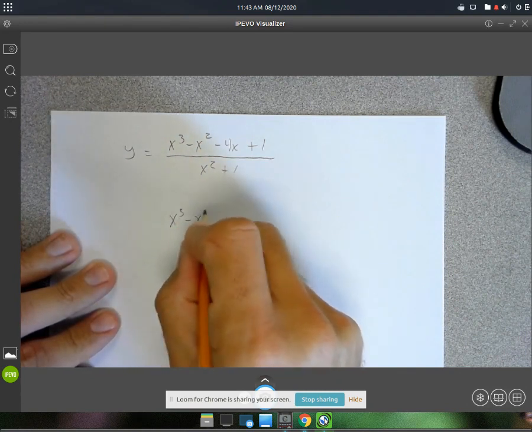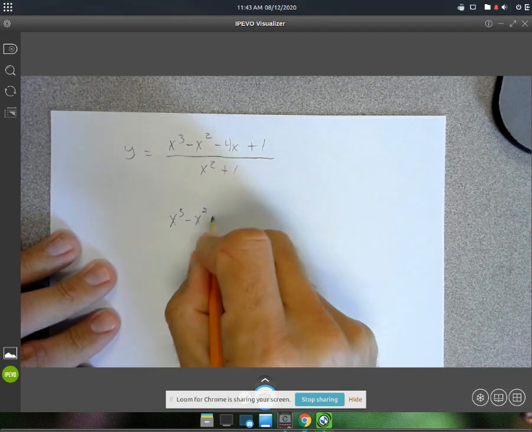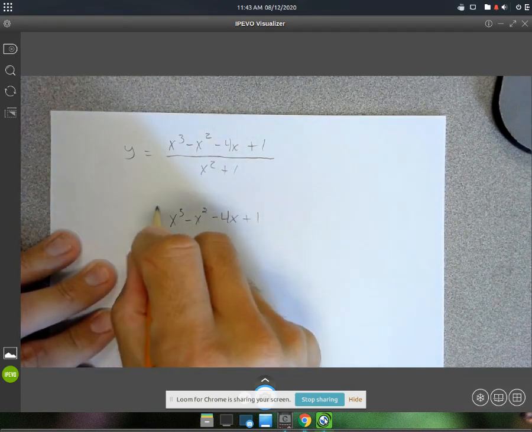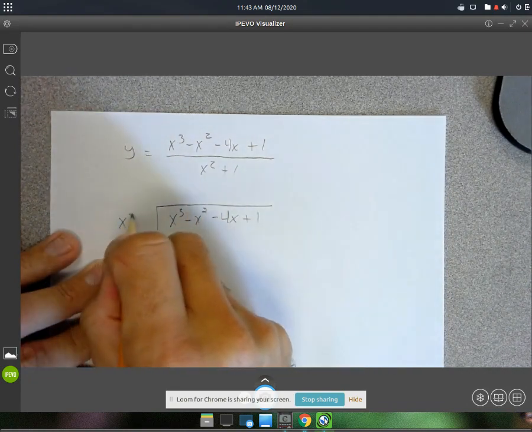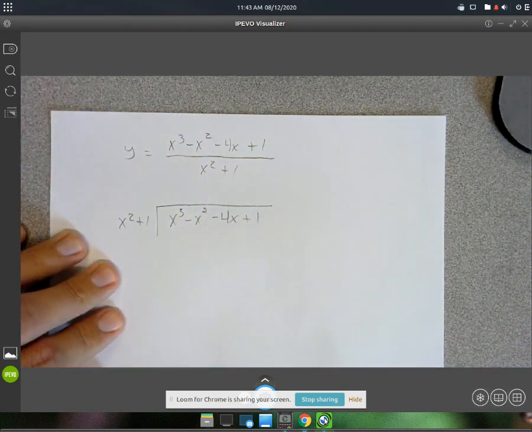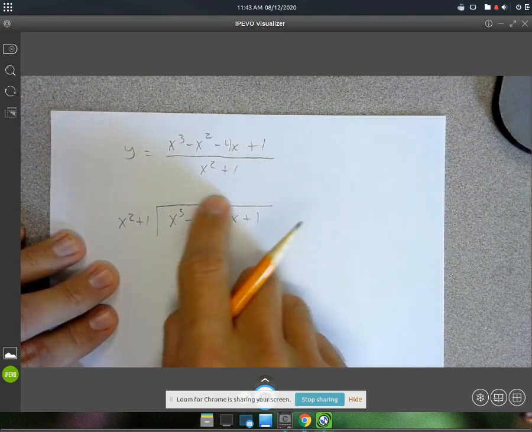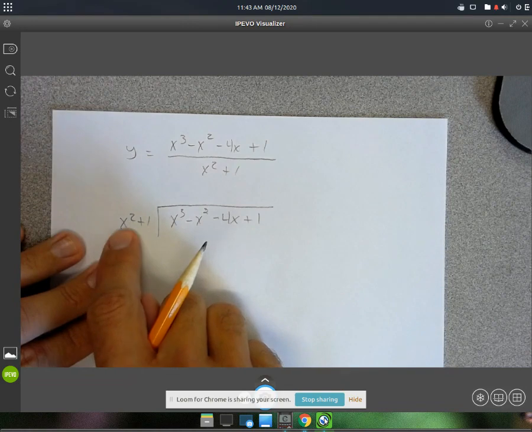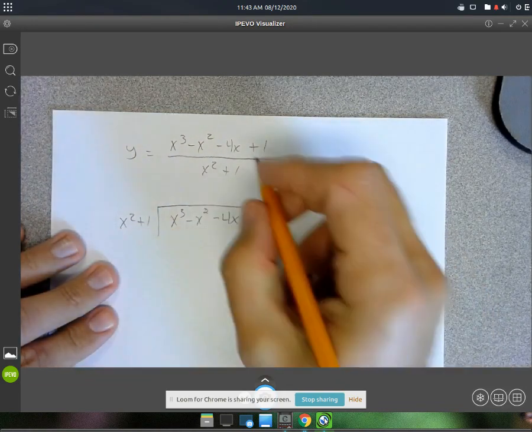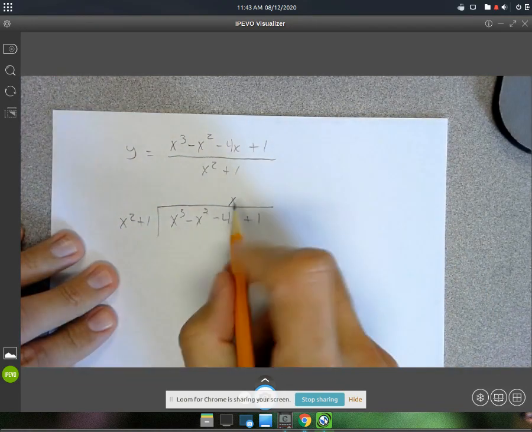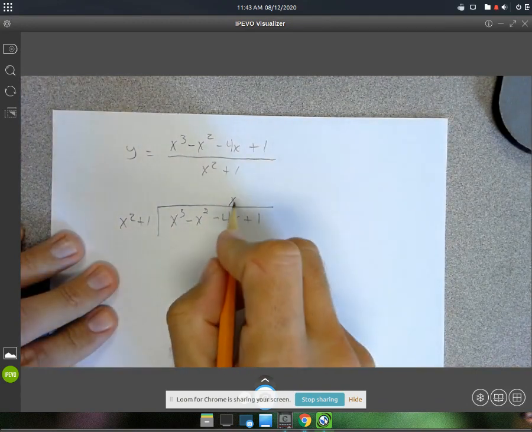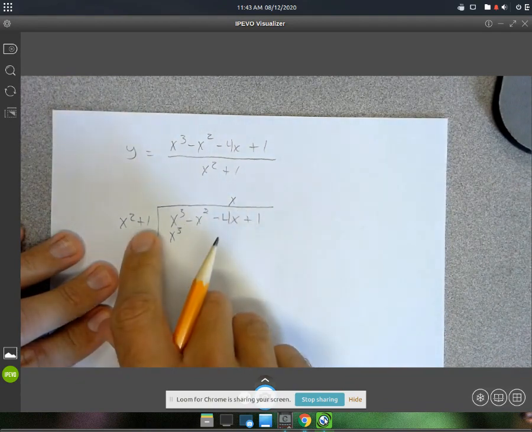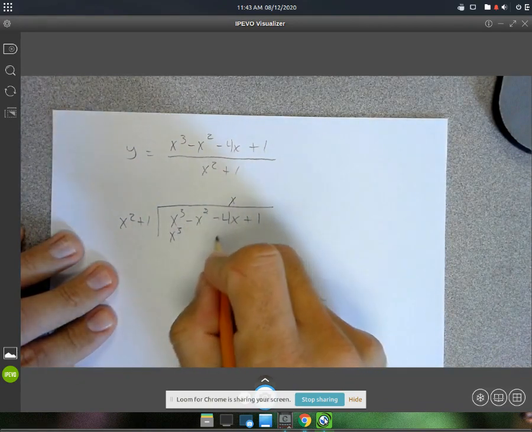We can't use synthetic because the denominator is not a linear term. All right. And we're only interested in the quotient up here. We don't really care about the remainder, all right? So x squared times what will give me x to the third? That'll be an x. Then we'll do x times both of those. X times x squared is x to the third. X times 1 is 1x.